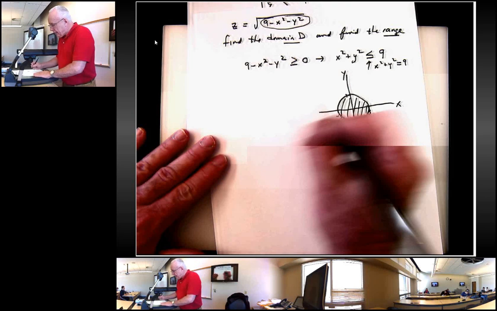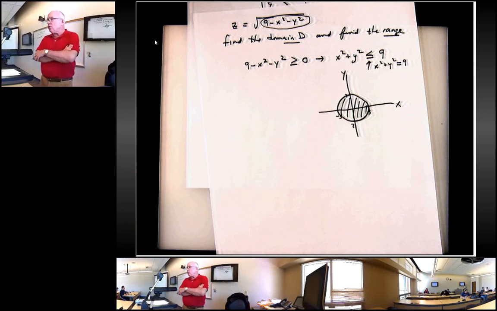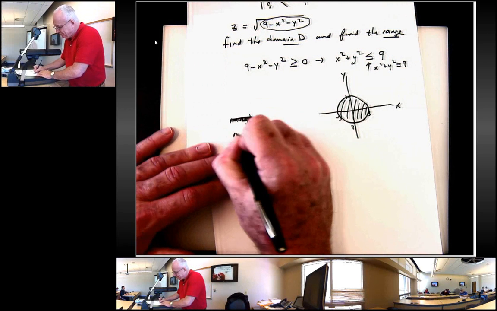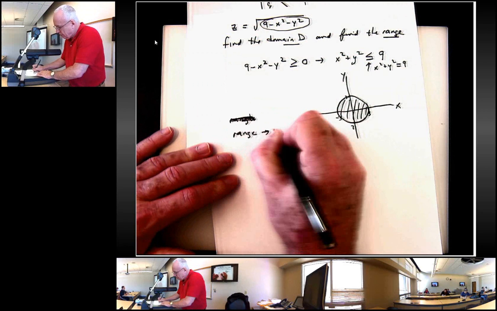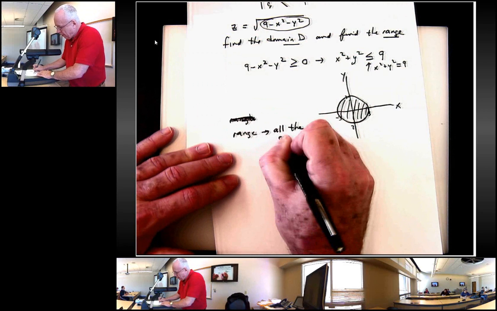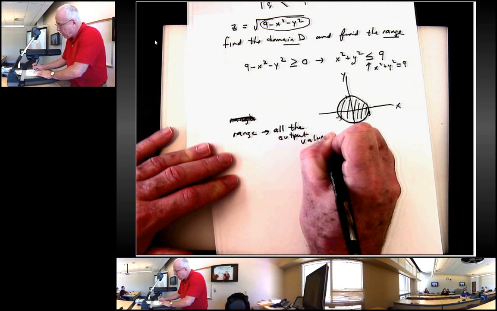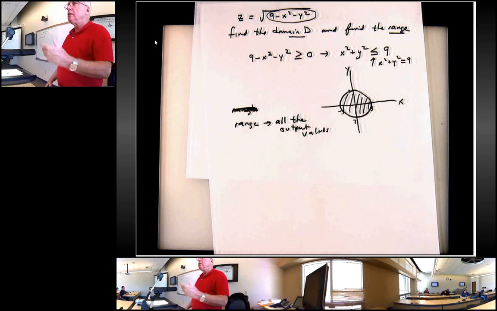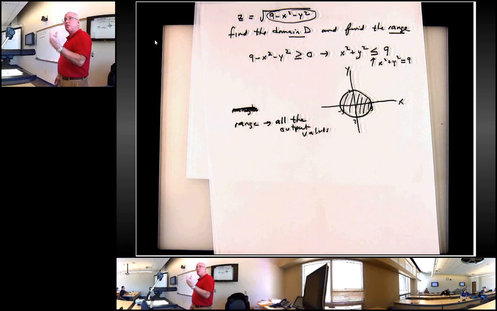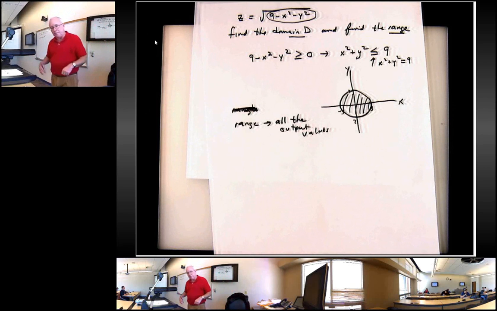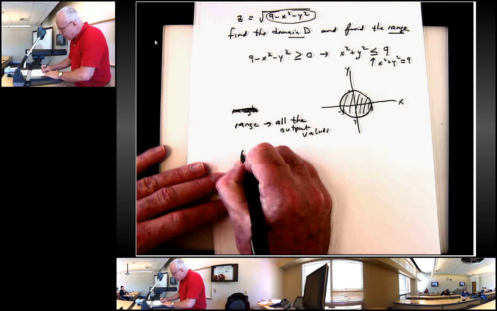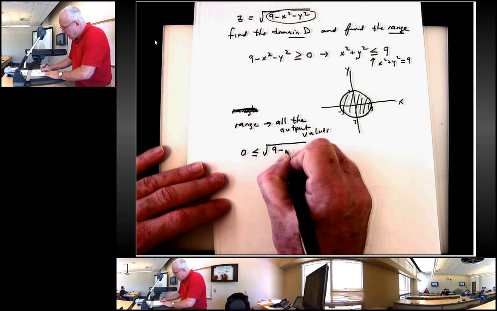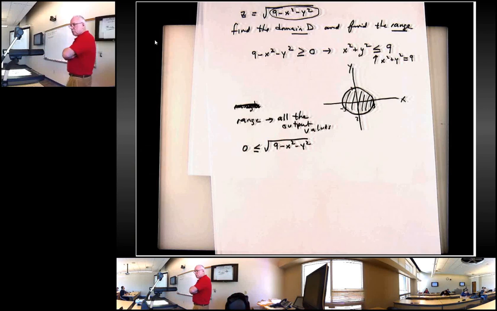All right, now the range, we've got to look at this thing. The range, remember, is all the output values. So what do we have here? We have the square root of 9 minus basically two positive numbers. X squared is always going to be positive, y squared is going to be positive. So look at this. We know that 0 is certainly going to be less than or equal to the square root of 9 minus x squared minus y squared.